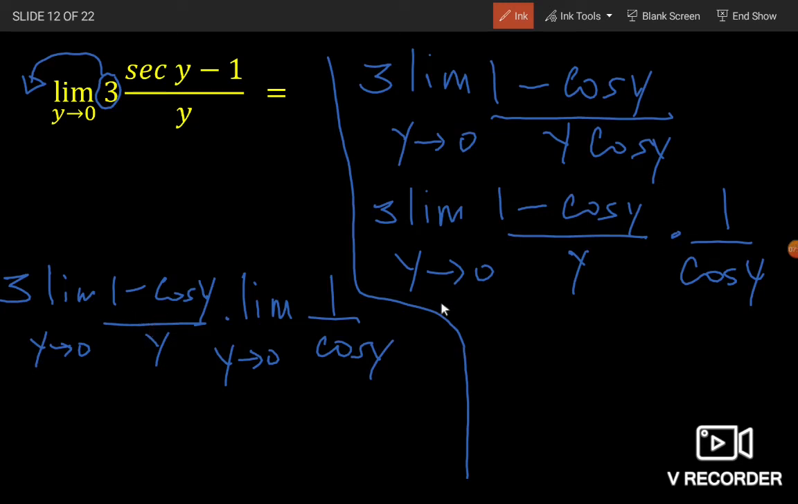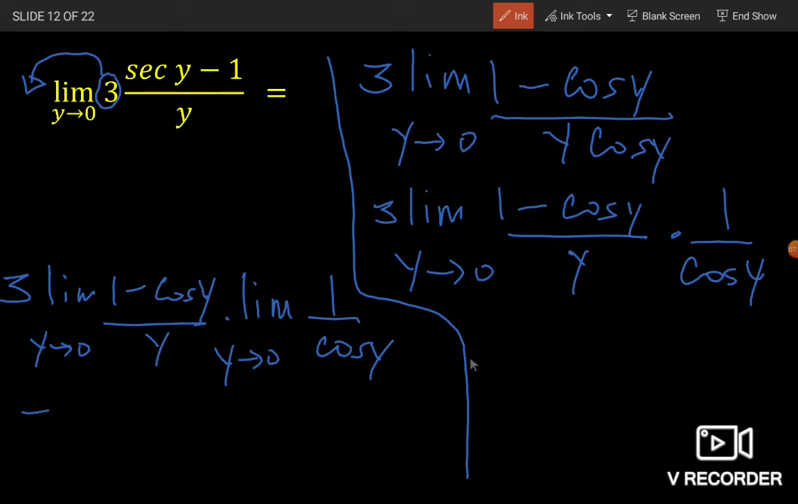If you recall, as I mentioned a while ago, the limit of the product of two functions, in this case one function is (1 minus cosine of y) over y, the other function is 1 over cosine of y, can also be expressed as the product of the limit of each function. In this case, the limit of (1 minus cosine of y) over y as y approaches 0 multiplied by the limit of 1 over cosine of y as y approaches 0.